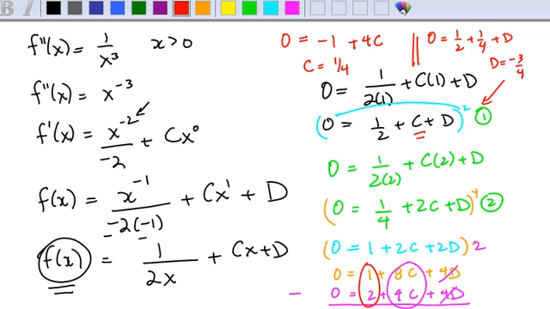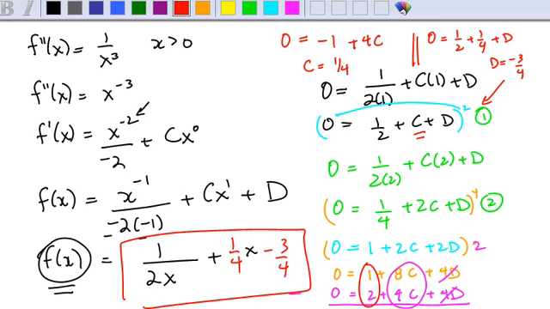And that allows us to finally put everything together and get an answer. Maybe I should just erase this right here. These two, we know what c and d are. c was 1/4 and d is -3/4. So my answer for the function looks like this.